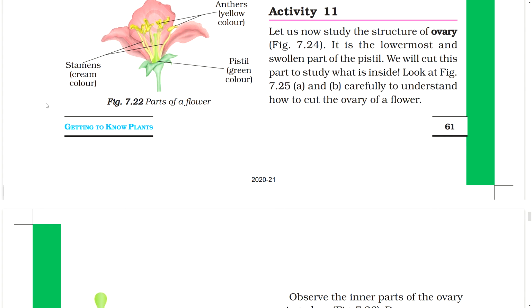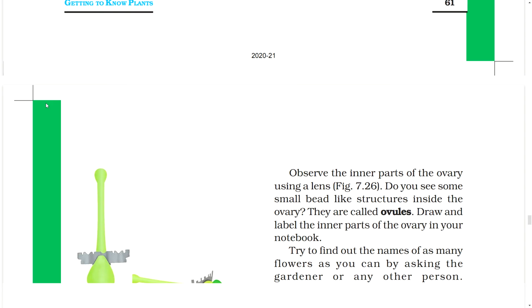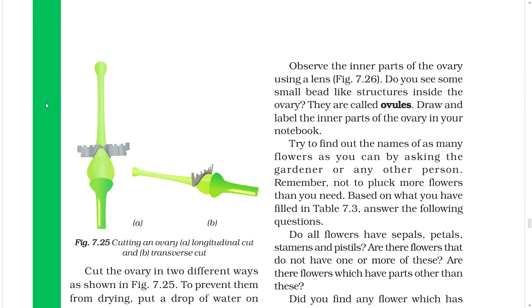Activity 11. Do this. Let us now study the structure of the ovary. Figure. It is the lowermost and swollen part of the pistil. We will cut this part to study what is inside. Look at figures A and B carefully to understand how to cut the ovary of a flower. Figure: cutting an ovary, A longitudinal cut and B transverse cut.